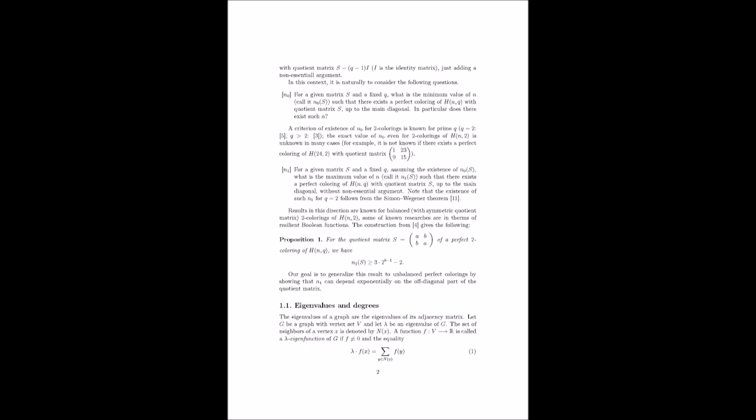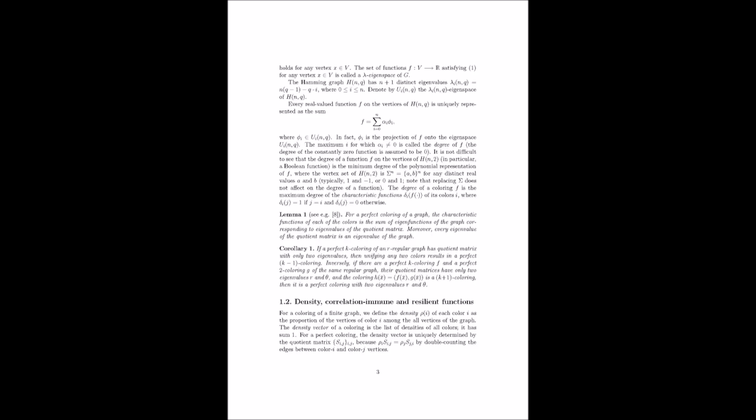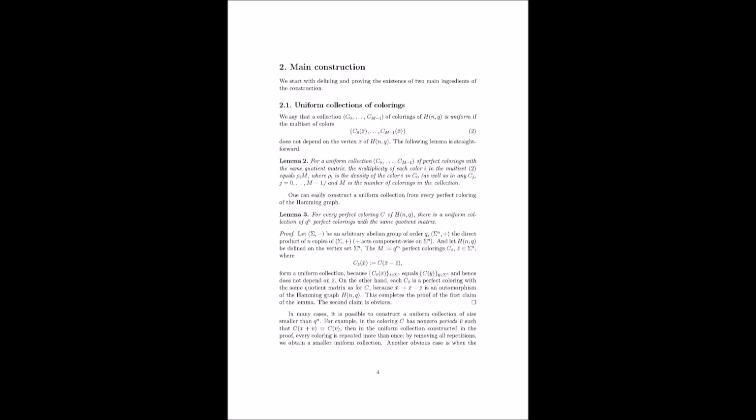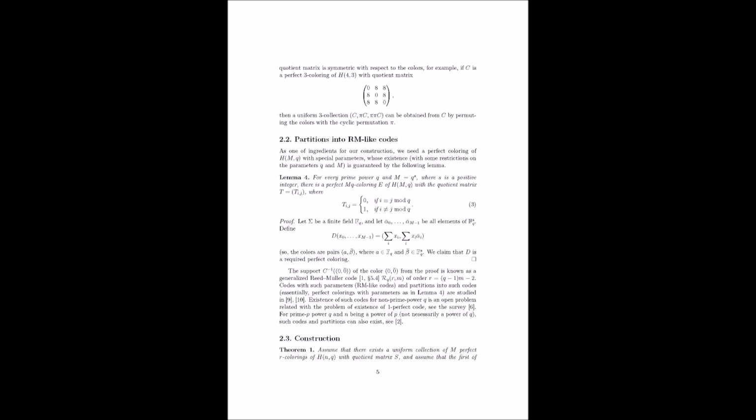Welcome back. So are you ready to delve into how these special perfect colorings are constructed? Definitely. I'm curious to see how they actually piece everything together, like the Hamming graph, eigenvalues, and all those concepts we discussed. Well, the authors start off by introducing this idea of uniform collections of perfect colorings. Okay, uniform collections. So are we talking about sets of perfect colorings that all have some kind of shared property? Exactly. A uniform collection is basically a set of perfect colorings of a graph where if you look at any specific vertex, the colors assigned to that vertex across all the colorings in the collection are the same.